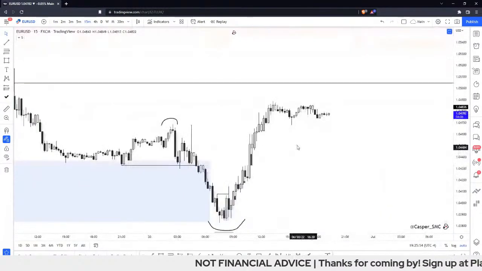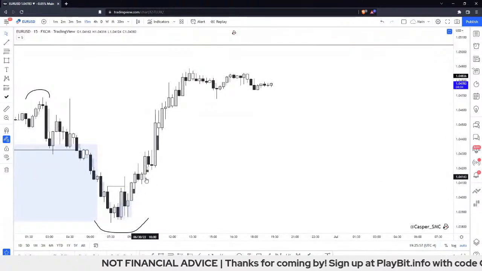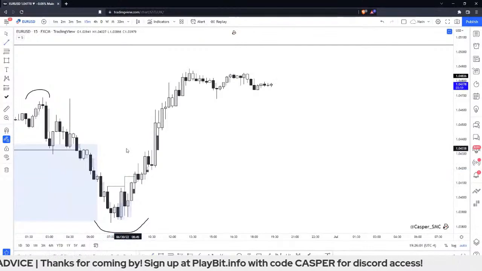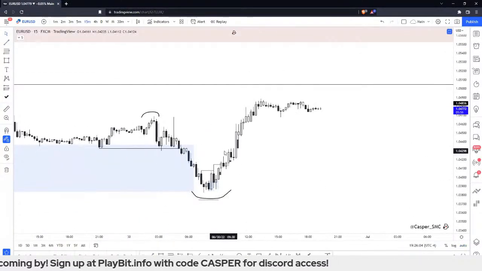I was working on some other stuff. Whatever. We missed the longs. I showed you guys I got in, I think, somewhere up here after we had that second break of structure. But this is when you're starting to see those first signs of strength.